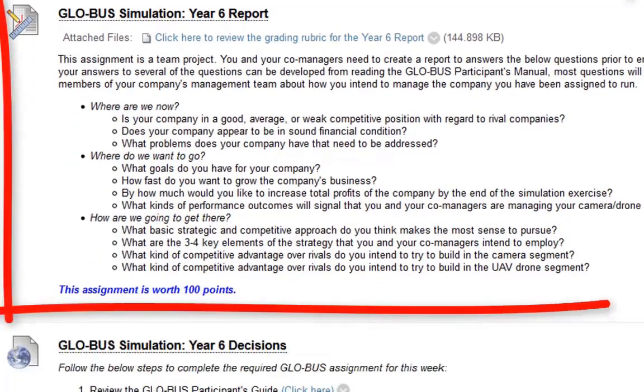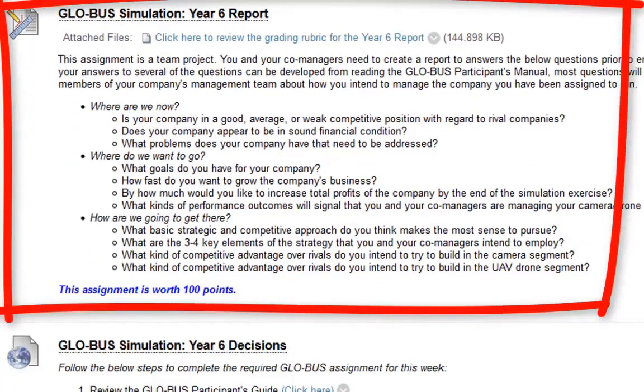And next, what we have is the Globus Simulation Year 6 report. I highly suggest to complete the Year 6 report before completing the Year 6 decisions. Now, that's not saying that you cannot just go ahead and start working on the decisions. Yes, of course, you may, but I think it's very helpful if you complete the Year 6 report first, because then you can kind of have a guide to go by to make your decision off of.